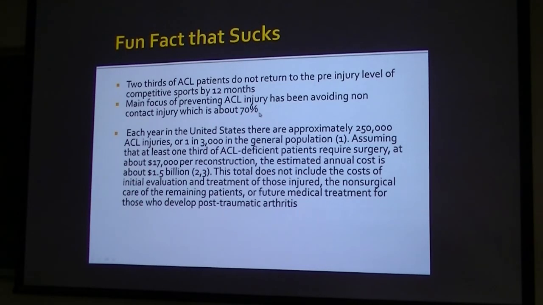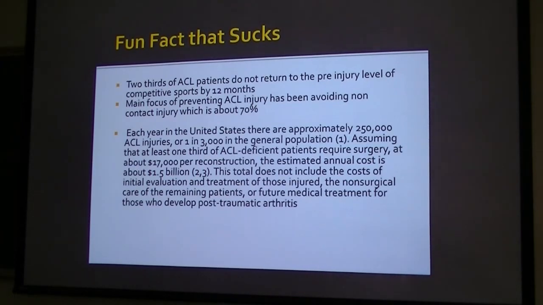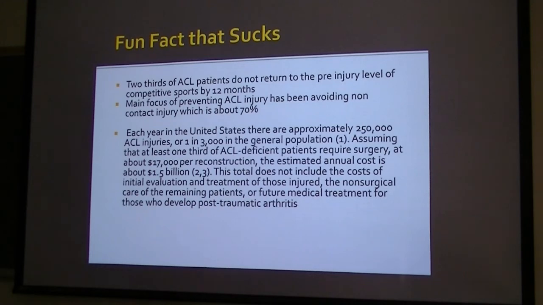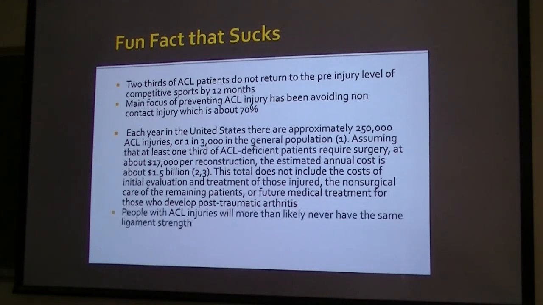Another terrible stat is that there are approximately 250,000 ACL injuries in the United States each year, and each reconstruction costs about $17,000, which ends up accumulating to about $1.5 billion per year, which is a lot of money for an ACL. And that's not even factoring in initial consults with surgeons and rehab after. One kid in one of my classes told me he had to spend a couple thousand dollars on a brace. Also, people with ACL injuries will more than likely never have the same ligament strength again. So once it happens, you're never going to come back as strong as you once were.